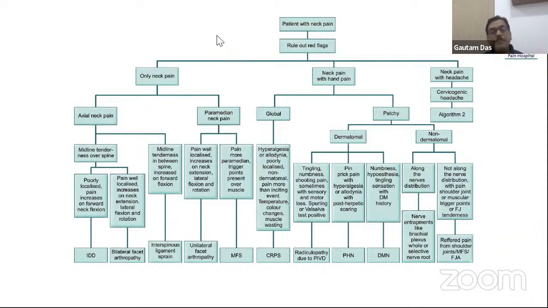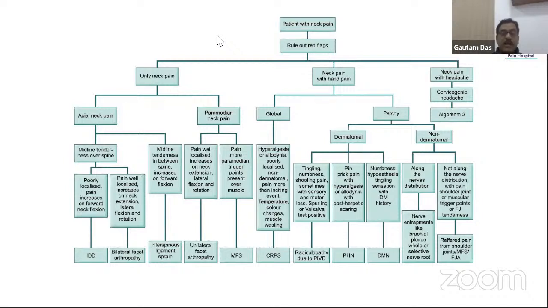Then comes your neck pain with hand pain. Neck pain where hand pain is also there, and if the hand pain is the whole of the hand, then one of the very common reasons is your CRPS, also called shoulder hand syndrome. Shoulder hand syndrome is another name for CRPS. RSD is the earlier name. RSD is no longer used. Many textbooks still mention RSD, meaning reflex sympathetic dystrophy. This nomenclature is no longer used.